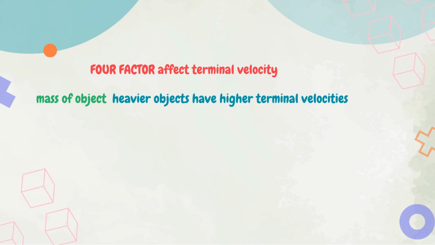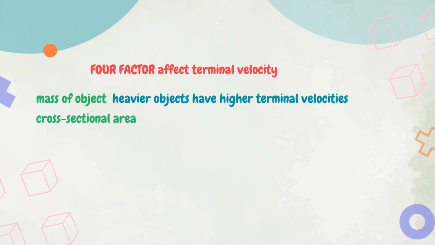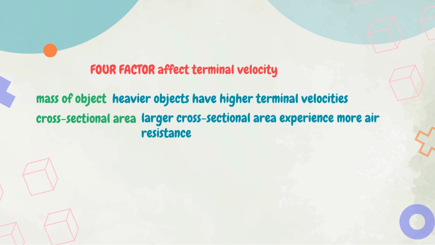The second factor is the cross-sectional area of the object. Objects with a larger cross-sectional area experience more air resistance, leading to a lower terminal velocity.